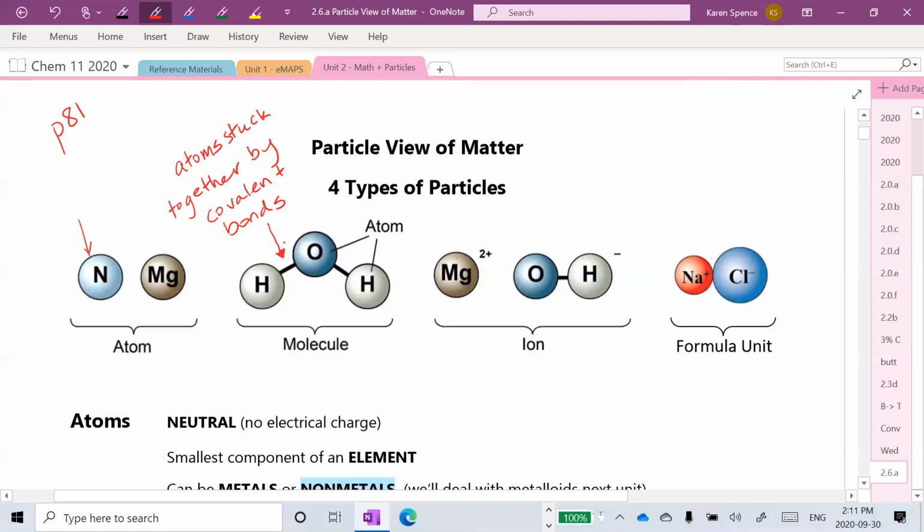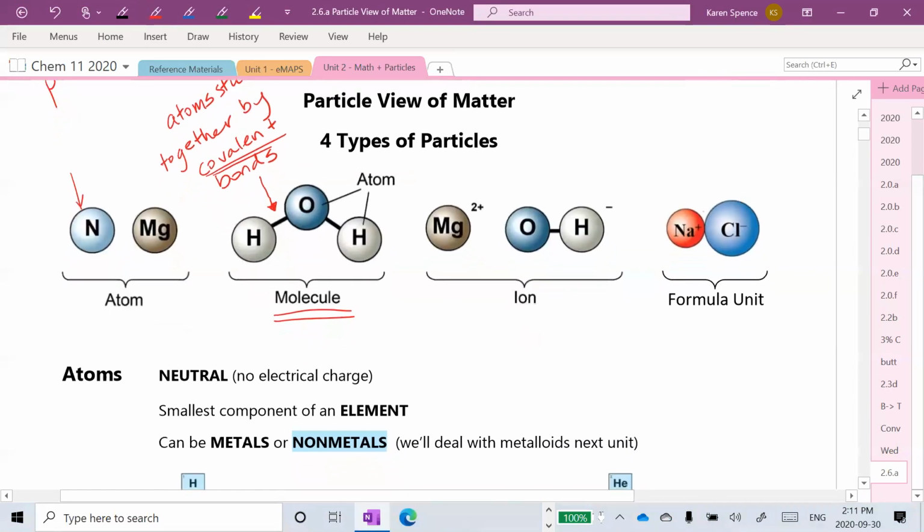If you have atoms stuck together by covalent bonds, and you just have a little one, or even a big one, but it does have some finite size that it is limited to, because DNA can be really long, but it has a finite size. It's not like it could just keep going forever. Then you have what we call a molecule. Molecules are always held together by covalent bonds.